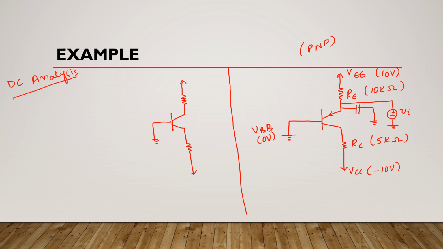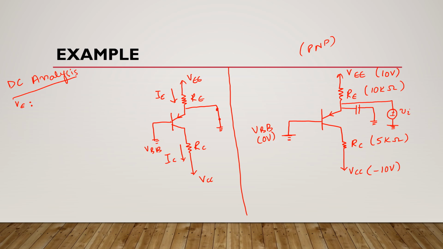Here we have VEE, this is RE. This is RC, arrow is here. This is VBB, this is VCC. Now we know that this is the direction of emitter current and this is the direction of collector current, and here we have this AC source which is short circuited. Now what we are going to do, first we will find nodal voltage of emitter VE.